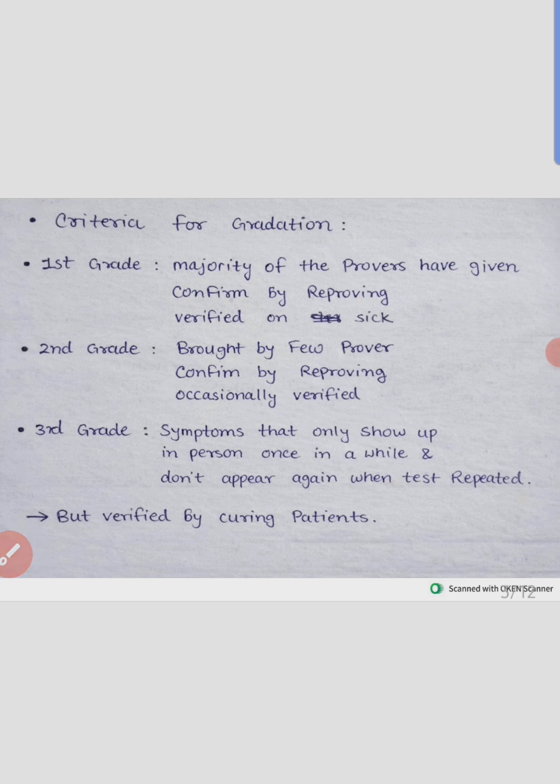Now the criteria for gradation. In the first grade, symptoms are produced by the majority of the provers, confirmed by reproving and verified on the sick. Second grade symptoms are proved by very few provers, but also confirmed by reproving and occasionally verified. The third grade symptoms are those that only show up in a person once in a while and do not appear again when the test is repeated. Third grade symptoms are verified by curing the patient.